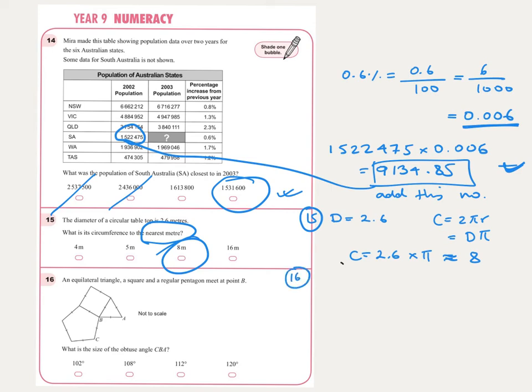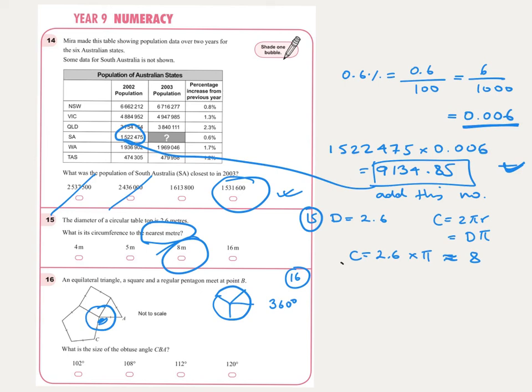Question 16. An equilateral triangle, a square, and a regular pentagon meet at point B. So they're meeting here. What is the size of the obtuse angle CBA? So we're looking for the size of this one here. You can see how I circled this. So the sum of all these angles here should be 360 degrees. So 1, 2, 3, three are sort of given.